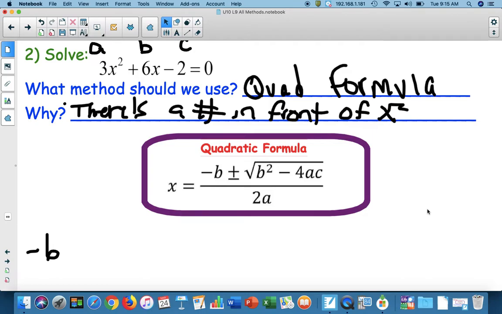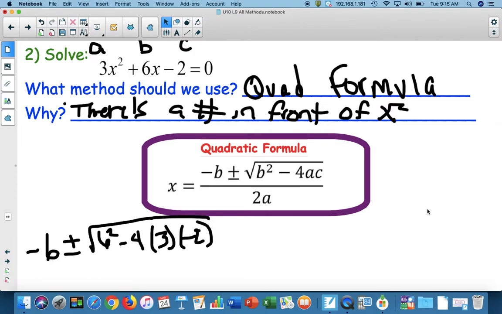Alright, negative 6 plus or minus the square root of 6 squared minus 4 times 3 times negative 2, and all that is going to be over 2 times 3. Okay? So just really quick before I move the screen down, A is our 3. So wherever we see A, right here and right here, we put in 3.